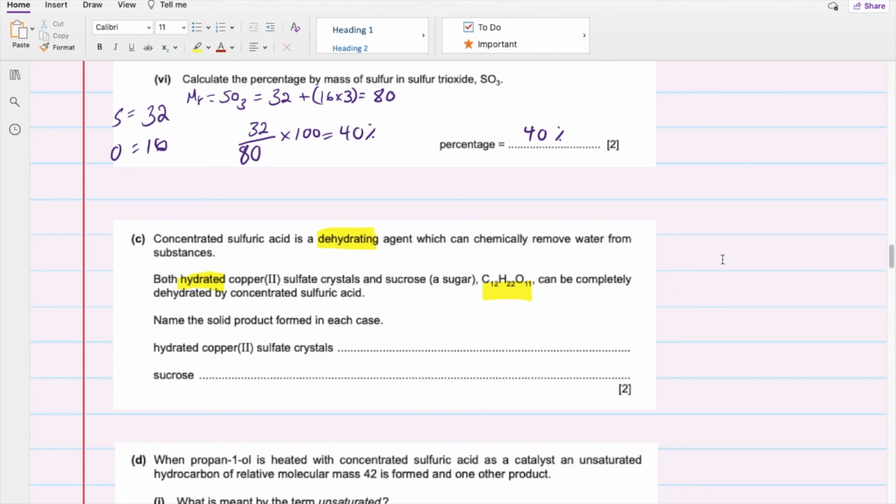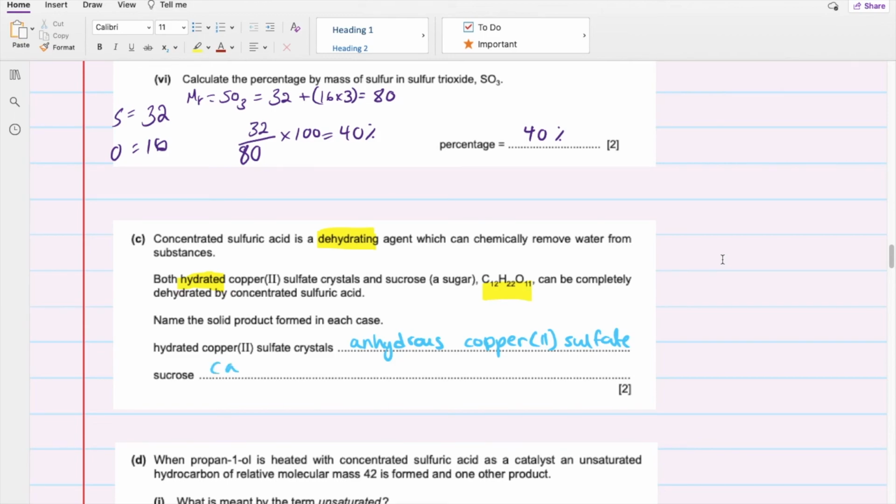Now, copper(II) sulfate, we're not given the water. It's not a hydrocarbon like sucrose is. So instead of hydrated, you're going to say anhydrous, so it doesn't have water anymore, meaning the water surrounding it. Copper(II) sulfate. Okay, and for sucrose, what's going to happen is you're just going to have carbon, and that's it.